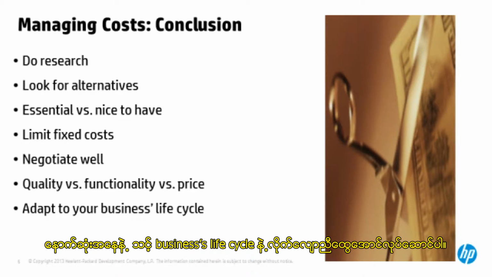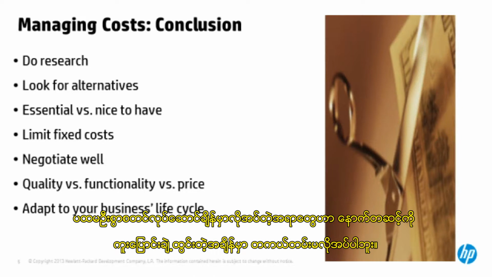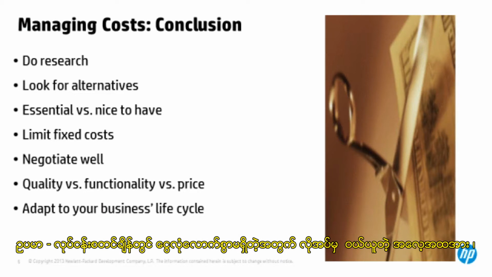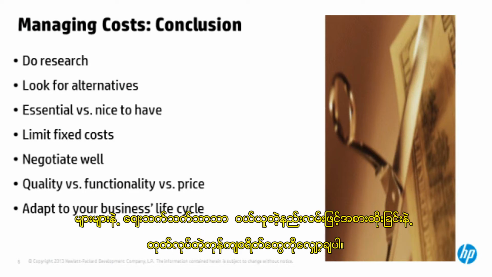Lastly, adapt to your business's life cycle. What was relevant in the startup phase may no longer be valid as you expand. For example, once your business is established and you have more cash available, then change from buy as you need to buying in bulk in order to reduce your cost per unit.